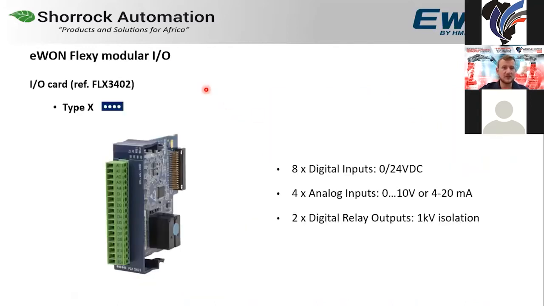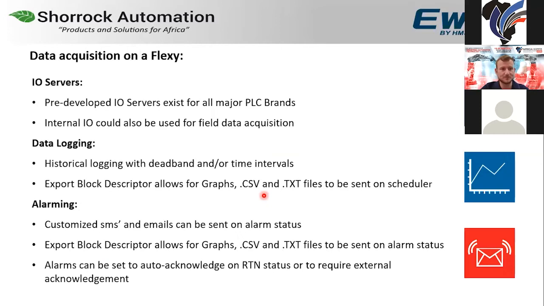Then we also have a modular I/O extension card, where this card then supports 8 digital inputs, 4 analog inputs, 0 to 10 or 4 to 20 milliamps, as well as 2 digital relay outputs. So this is typically used for standalone applications where you perhaps don't have a PLC, or you want to monitor something parallel to the PLC if that's a requirement. So this then permits direct interfacing to peripheral sensors, devices, etc.